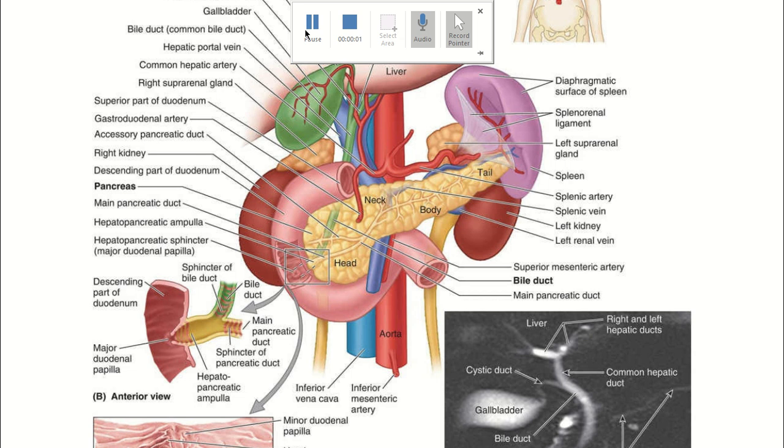Hi guys, welcome to our gross anatomy lecture. Today we are talking about the pancreas, the anatomy of the pancreas. So let's get into it.